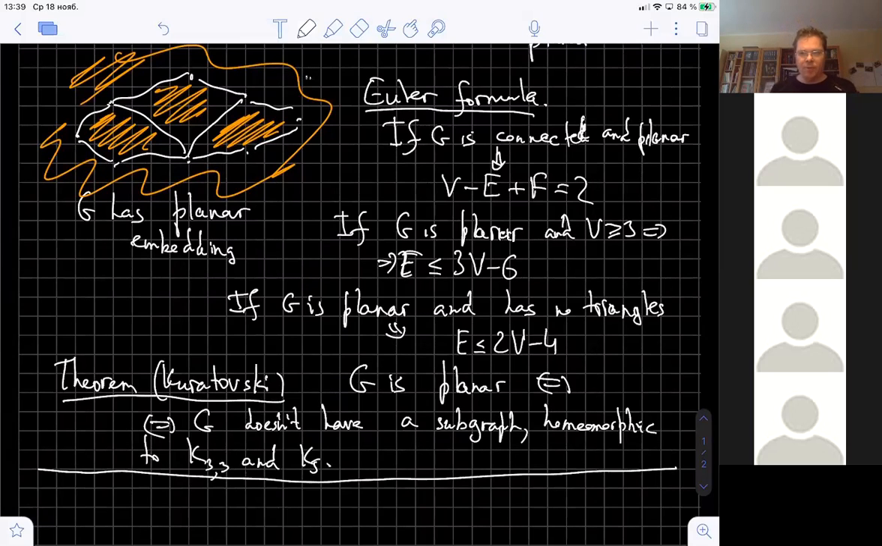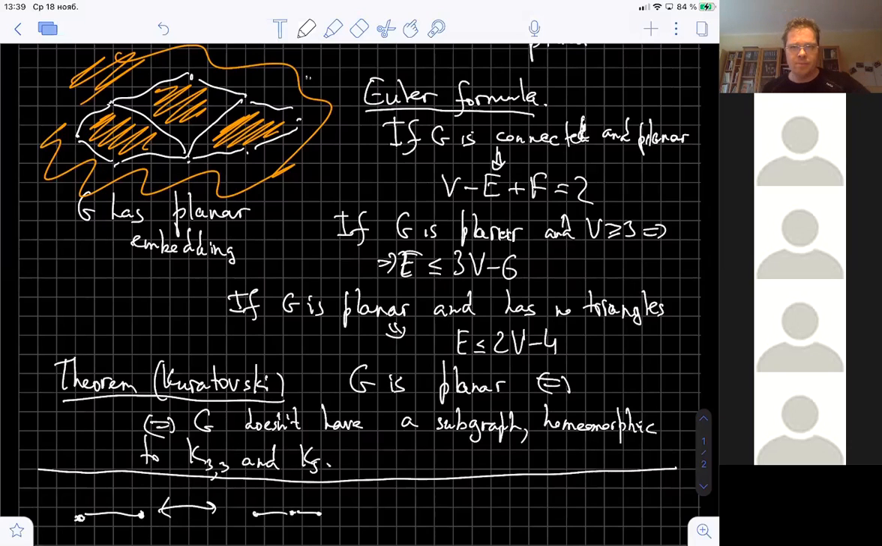And by homeomorphic, I mean that, for example, we can take an edge and construct additional dots in the middle of this edge, and do this construction one or several times.